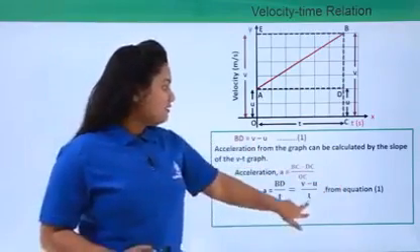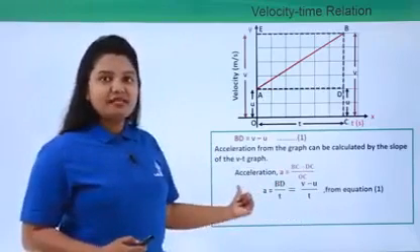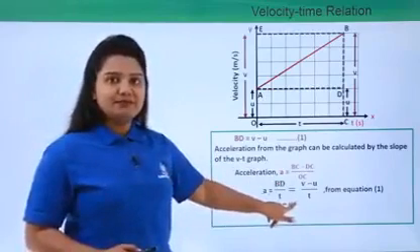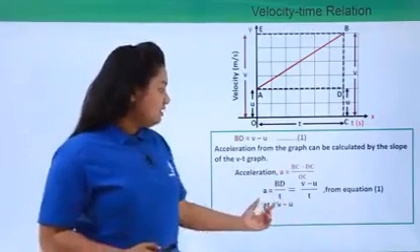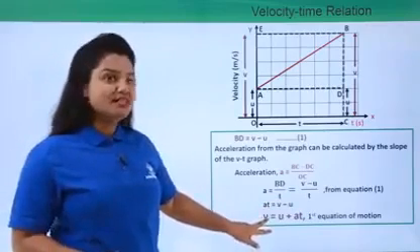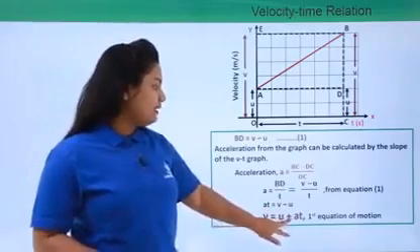So on taking this t to the other side, that is the left hand side, we get at equals v minus u. Now on interchanging the terms here, we get finally the first equation of motion, which is v equals u plus at.